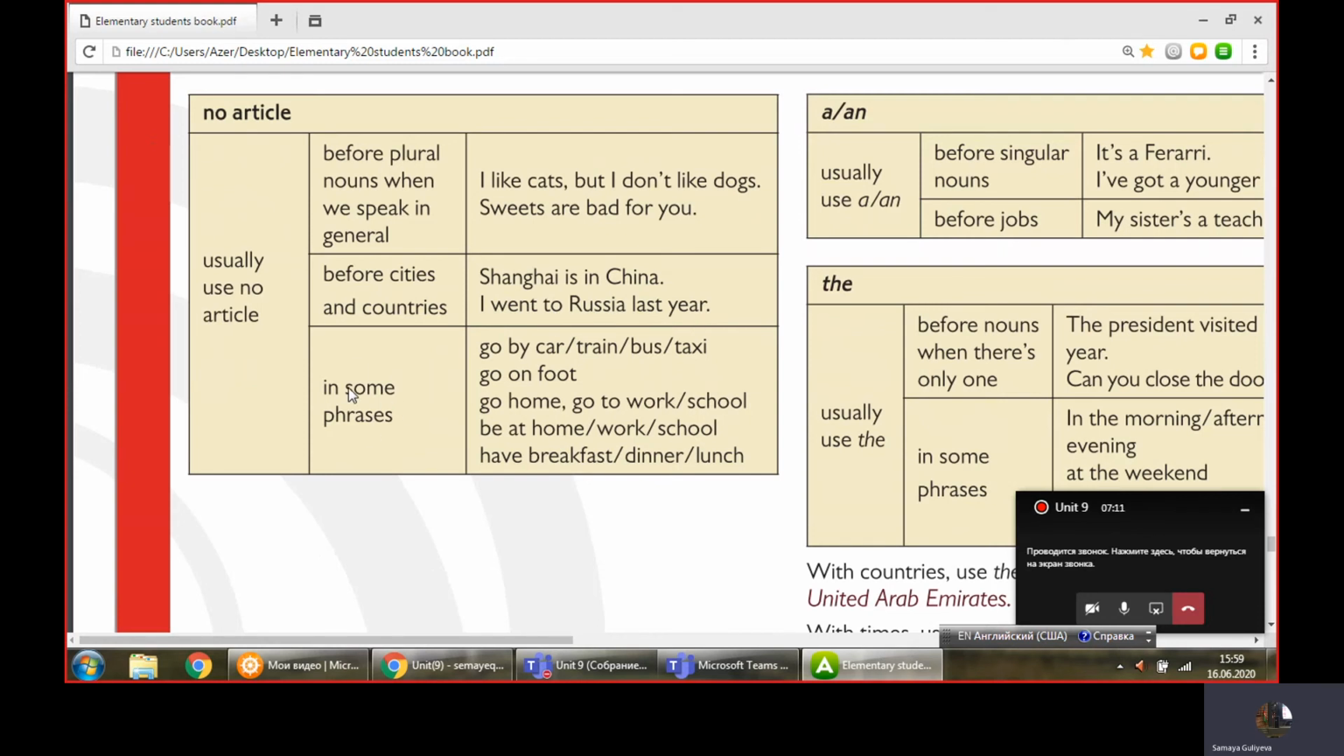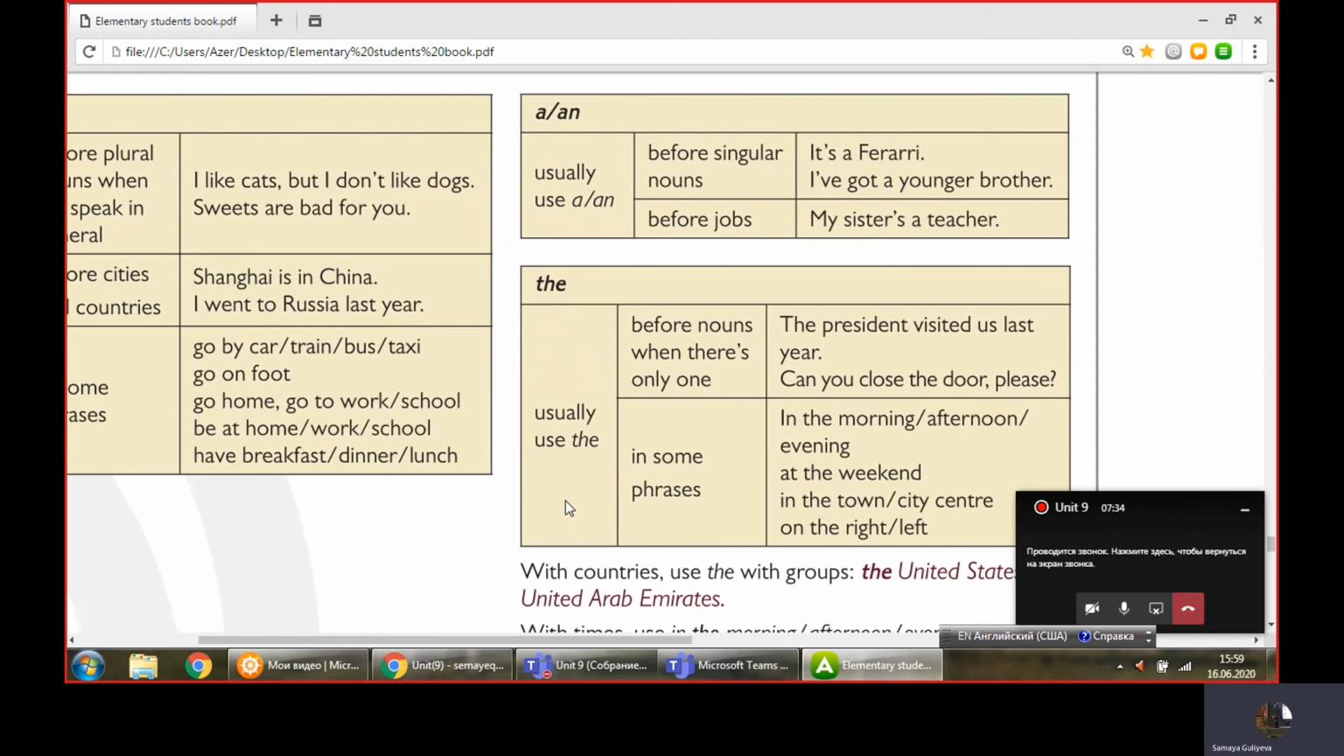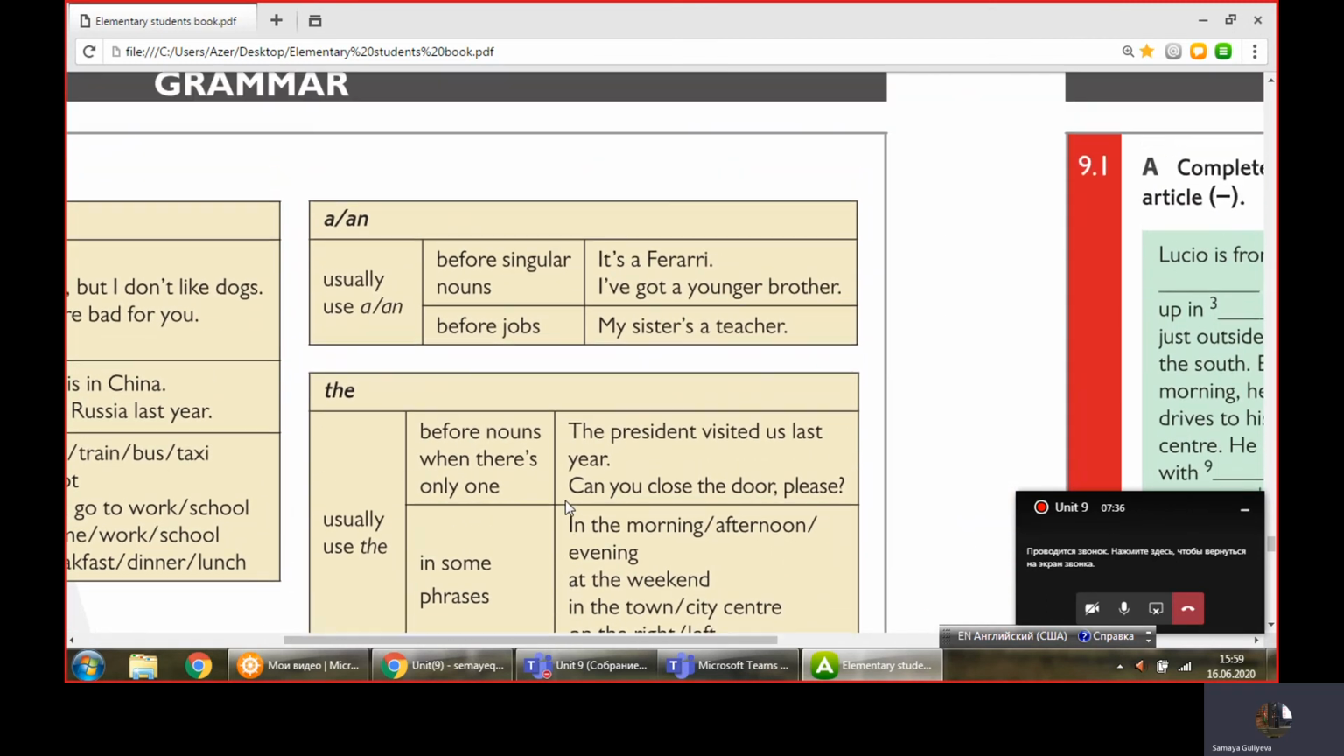And in some phrases, and you should know these phrases by heart, go by car, here you see no article, train, bus, taxi, go on foot, go home, go to work, school, be at home, work, school, have breakfast, dinner, lunch. These are common phrases without any article.